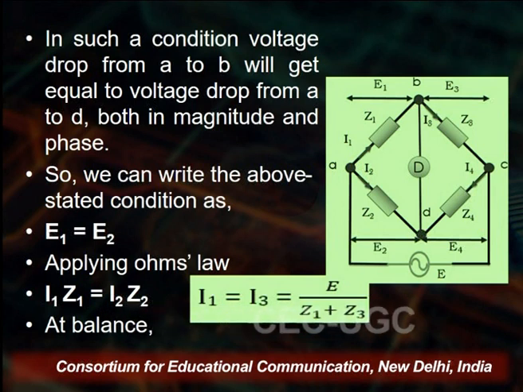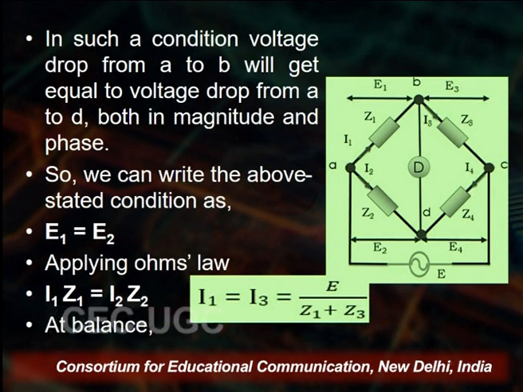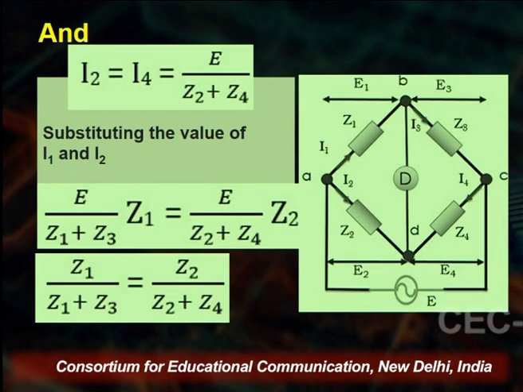So we can write the above stated equation as E1 is equal to E2. You see here, this is E1 and E2. So we are balancing both the arms. Applying Ohm's law, because here we have impedances, it will be I1 Z1 is equal to I2 Z2. At balance, I1 is equal to I3, which is E divided by Z1 plus Z3. Now I2 is equal to I4, which is E divided by Z2 plus Z4.